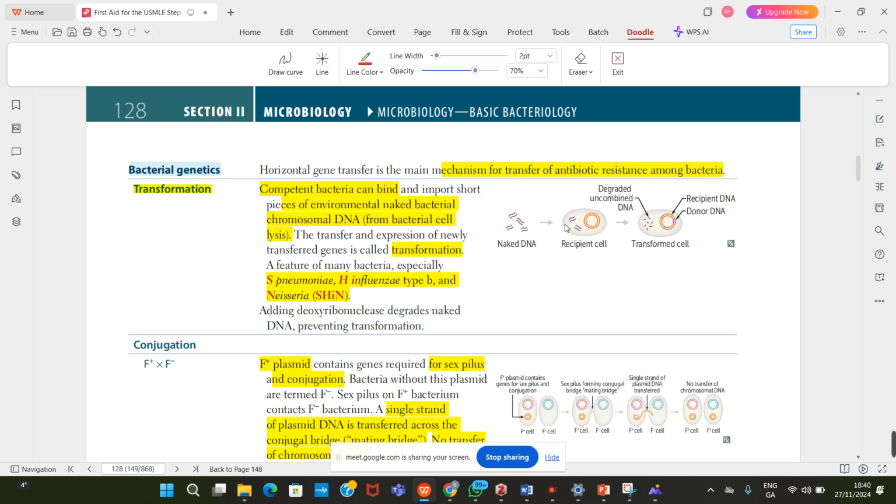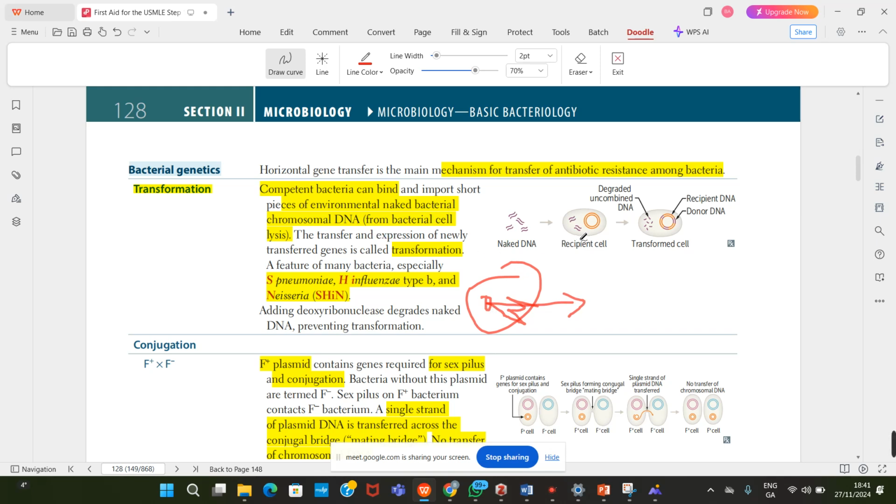You have a competent bacteria, just like one bacteria. Let's say that we have a bacteria here, and the bacteria has a DNA. For whatever reason, the bacteria becomes lysed, and it gets killed off. The DNA is going to be released into the environment as a naked chromosomal DNA.